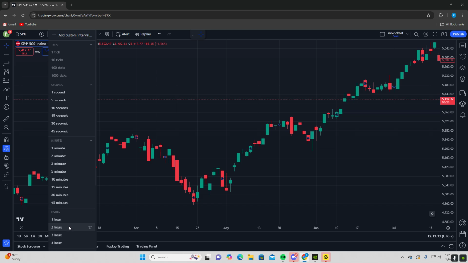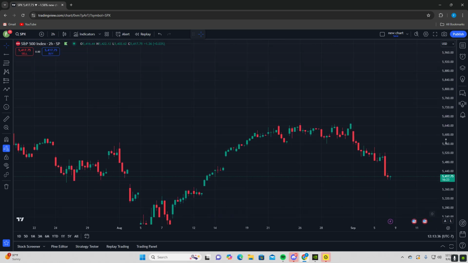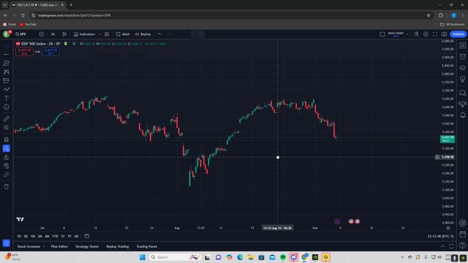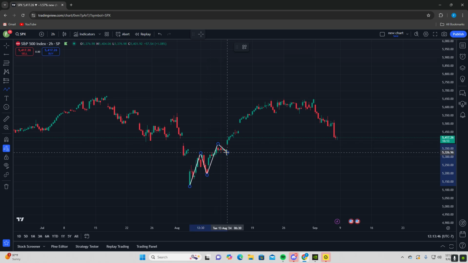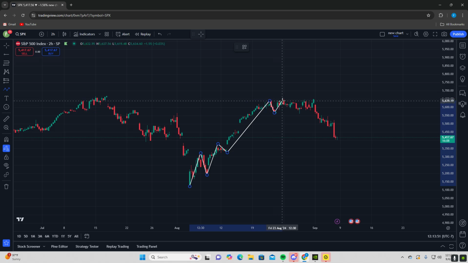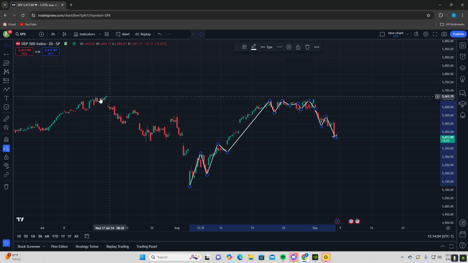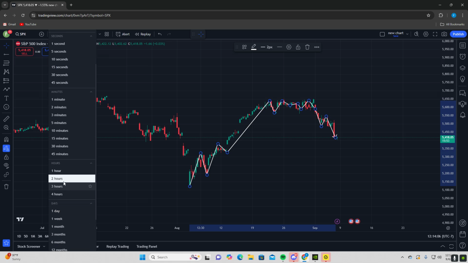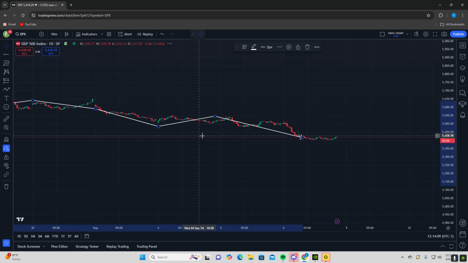Switch onto smaller time frames, like a 2 hour. We could see basically an uptrend here. Kind of hard to see, but it goes a little bit too high. And then right here is where we move sideways. And then we come down, move up a little bit, come down. We go on a smaller time frame, like the 10-minute.